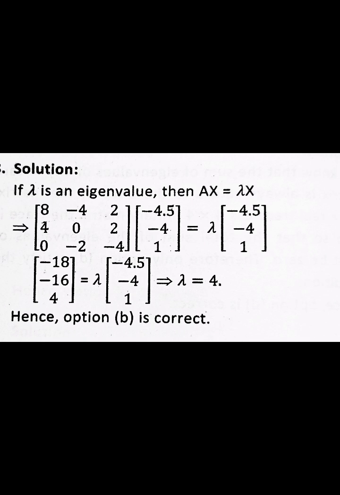This gives lambda is equal to 4. So the answer is option B. Next question is, let X be a column vector of dimension n greater than 1 with at least one non-zero entry. The number of non-zero eigenvalues of the matrix M is equal to X transpose is dash.